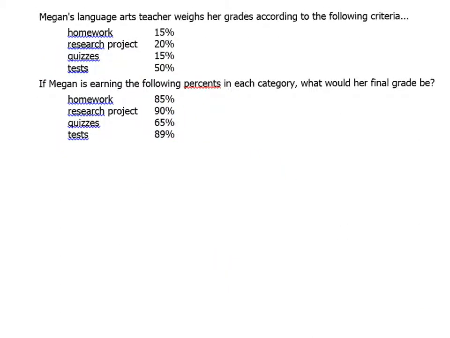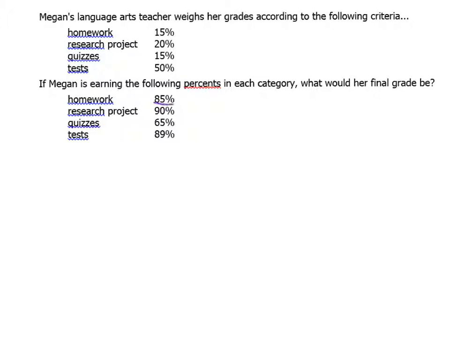All right. Megan's language arts teacher weighs her grades according to the following criteria. Homework is 15%, research projects are 20%, quizzes are 15%, and tests are 50%. So in this class, again, you can see tests are weighted the most, and the research project also has a little bit of a higher weight. So if Megan's earning the following percents in each category, what would her final grade be?